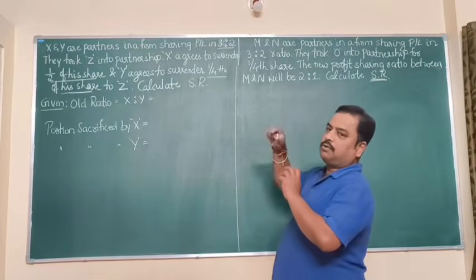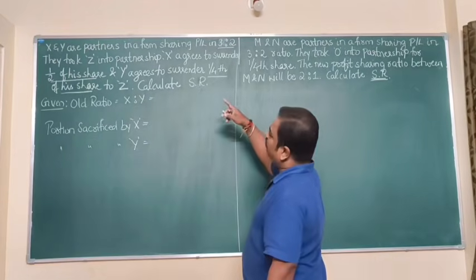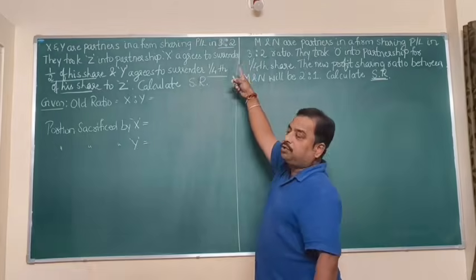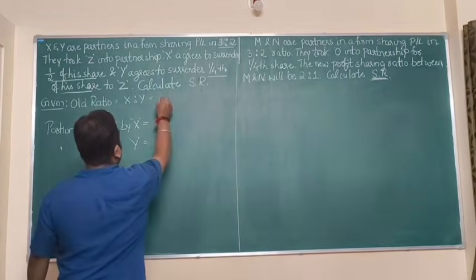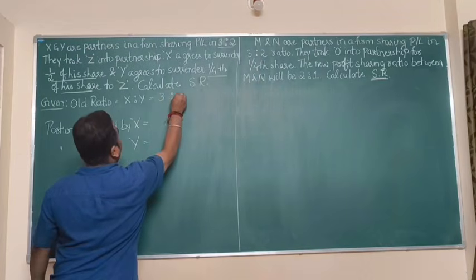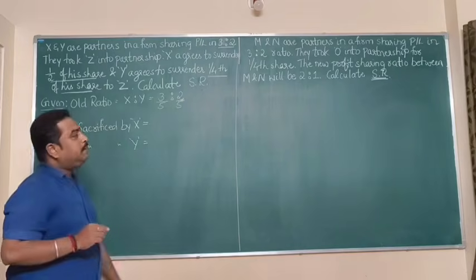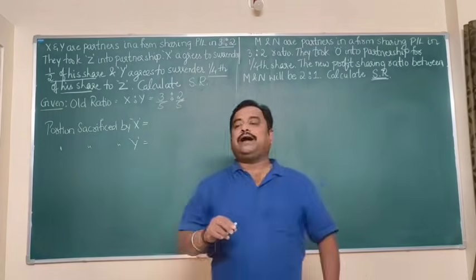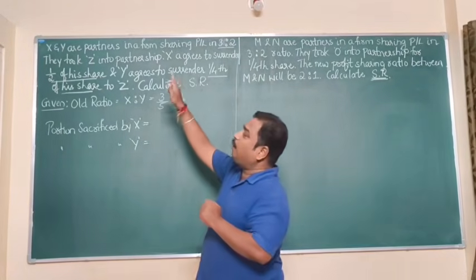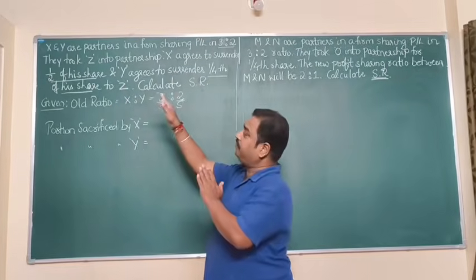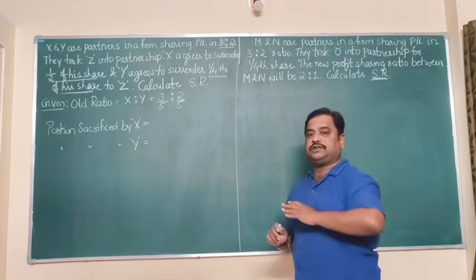Okay students, let's move on to the next question. X and Y are partners in a firm sharing profits and losses in the ratio of 3:2. So what is this 3:2? Old partnership. So old ratio X is to Y, it is 3:2. 3/5 and 2/5. Next one, they took Z into partnership, new partner. X agrees to surrender 1/2 of his share, half of his share, and Y agrees to surrender 1/4 of his share to Z.